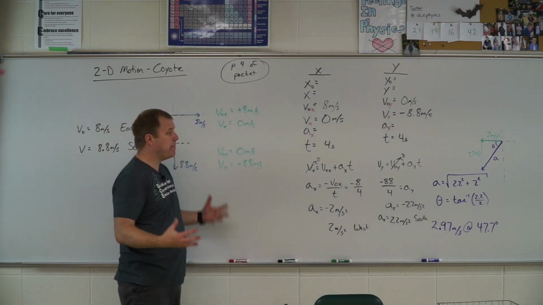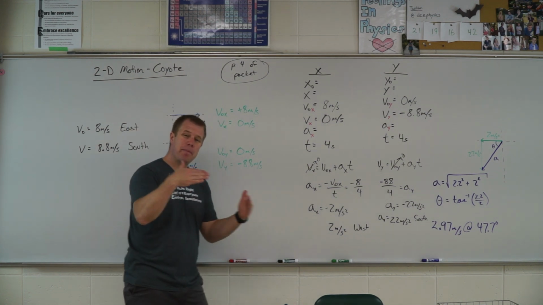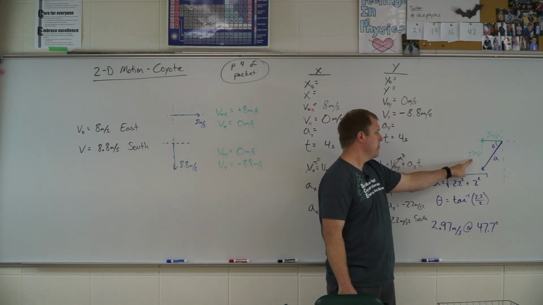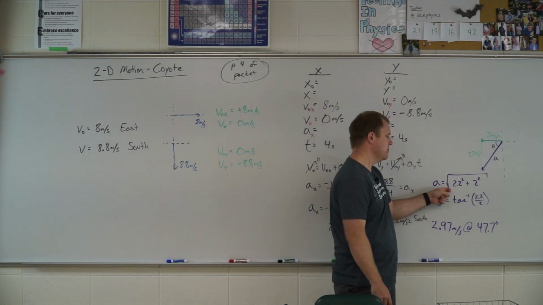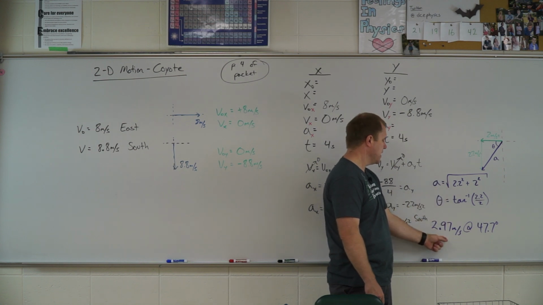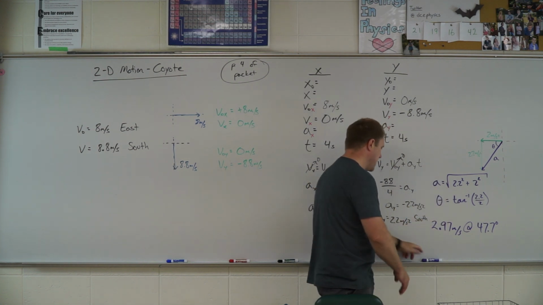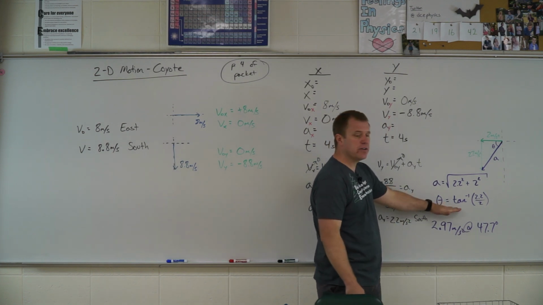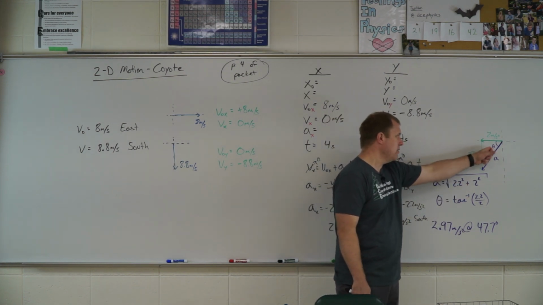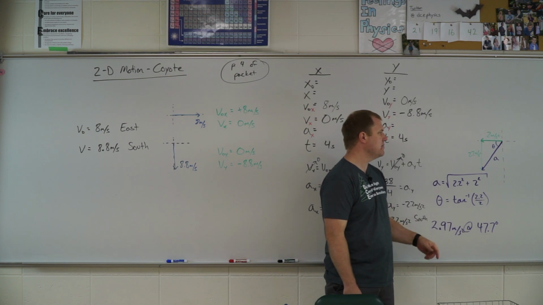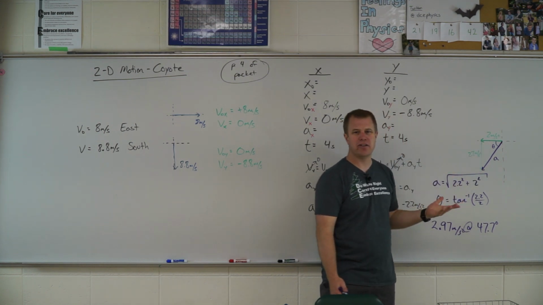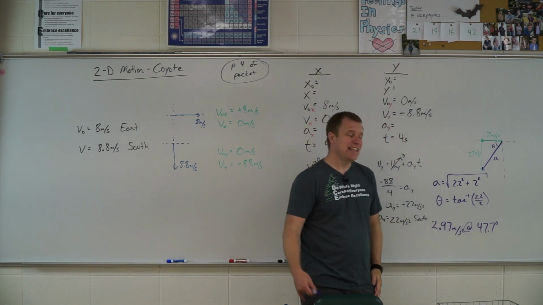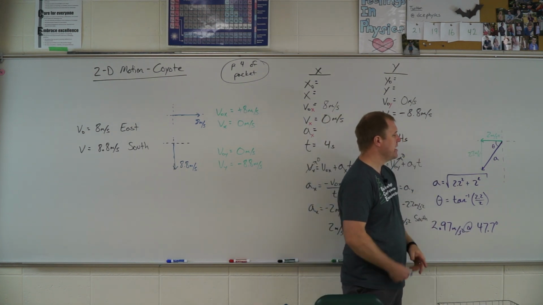Part B wants me to put them together, so I need to combine them back together. What I'll do is draw those two components, find the magnitude by using the Pythagorean theorem. I get 2.97 meters per second squared, and use the inverse tangent function to find my angle. Notice I'm not including the negative signs because I'm just looking at my triangle here. I will determine the relative direction at the end, and I see I get 47.7 degrees.